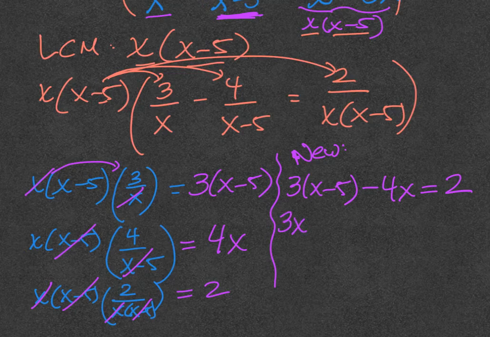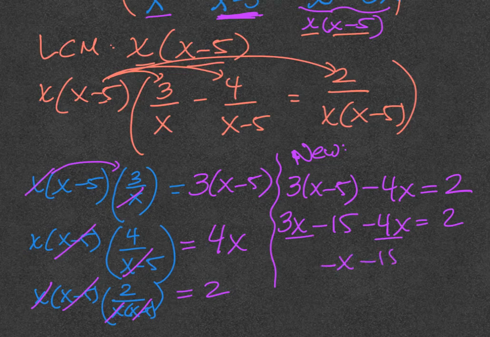I'm going to distribute here. So I get 3x minus 15 minus 4x equals 2. Okay, so we'll keep going here. I'm going to combine these two like terms and get negative x minus 15 equals 2. I'm going to add over my 15, which gives me a 17. And lastly, I'll divide out my negative 1, and so I'll get x equals negative 17.